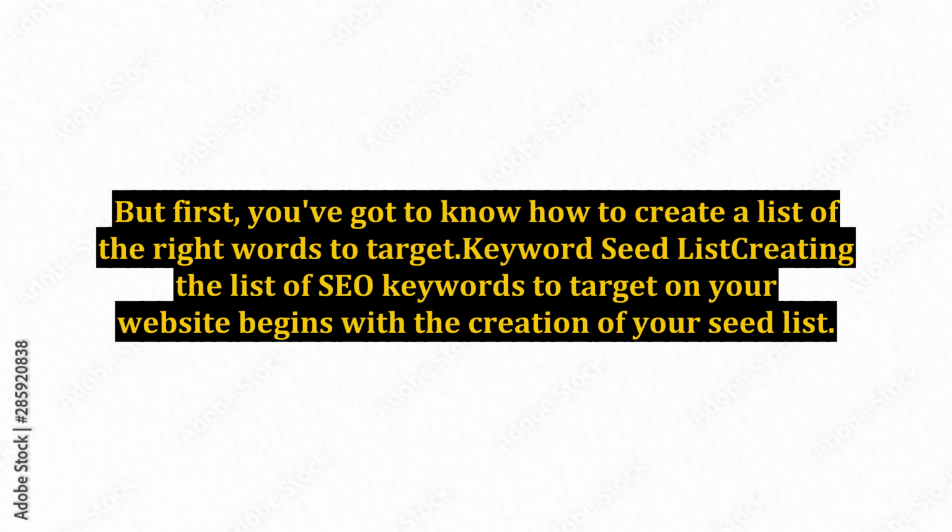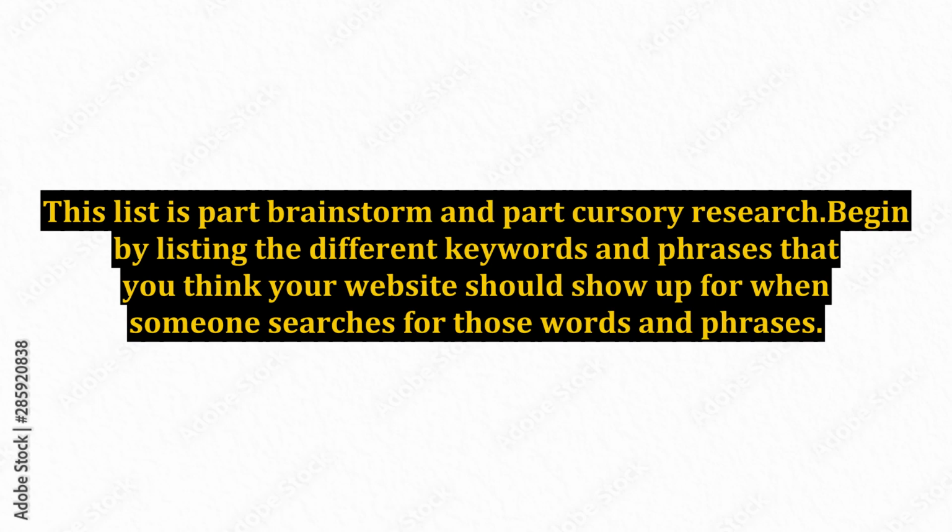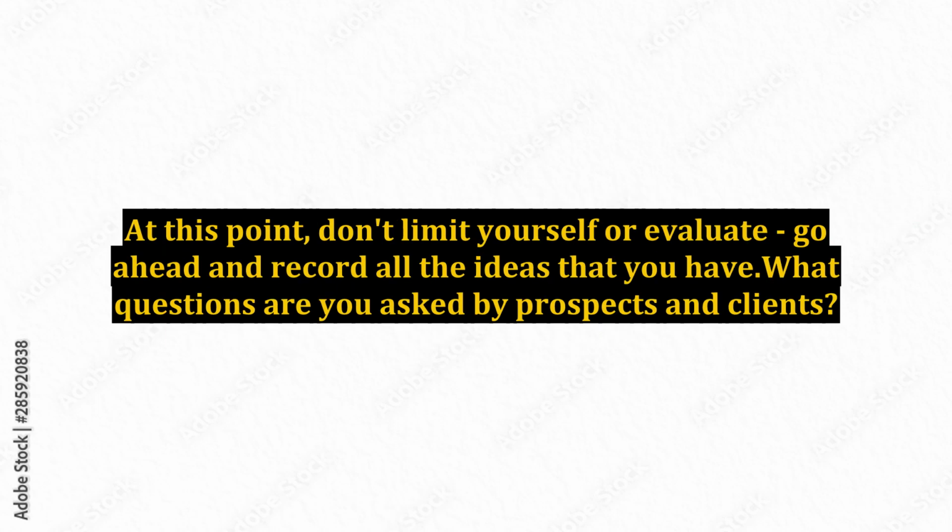Keyword seed list. Creating the list of SEO keywords to target on your website begins with the creation of your seed list. A seed list is used to collect all the ideas of which keywords and phrases could be useful for you. This list is part brainstorm and part cursory research. Begin by listing the different keywords and phrases that you think your website should show up for when someone searches for those words and phrases. At this point, don't limit yourself or evaluate. Go ahead and record all the ideas that you have.